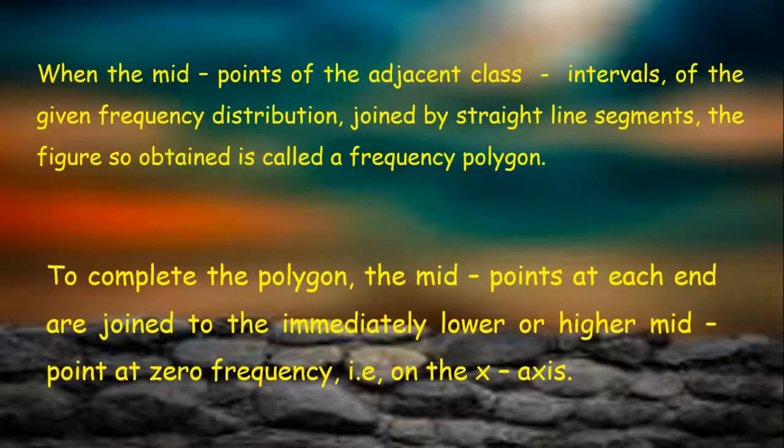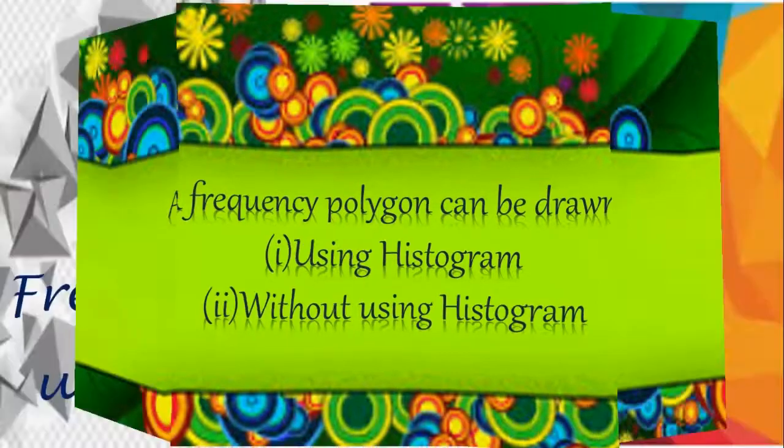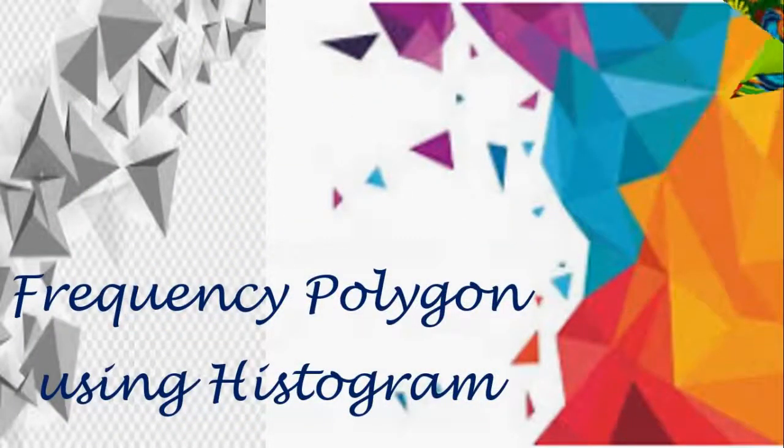To complete the polygon, the midpoints at each end are joined to the immediately lower or higher midpoints at zero frequency, that is on the x-axis. We can construct a frequency polygon using histogram or without using histogram. Let's first learn to construct a frequency polygon using histogram. In the previous video, we have learned how to construct histogram.